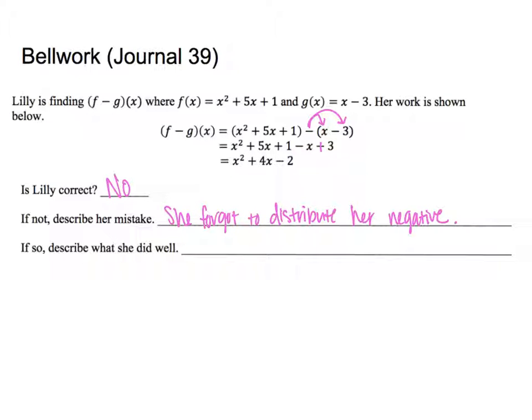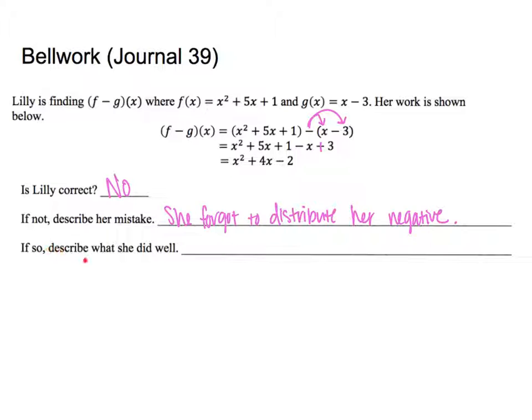And let's see if she made any other mistakes here. So the next line, she continues to combine her like terms, and it looks like she takes 5x with her negative x and gets 4x, which is correct. And she would have taken her positive one and subtracted with the 3, and got negative 2. So it looks like the rest she did fine. It was just that negative wasn't distributed.